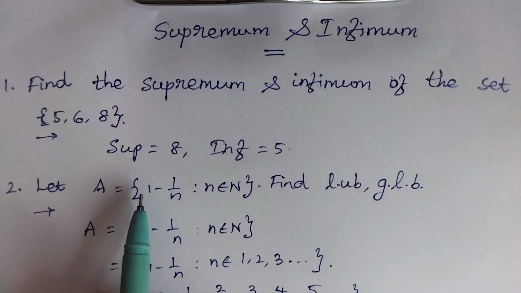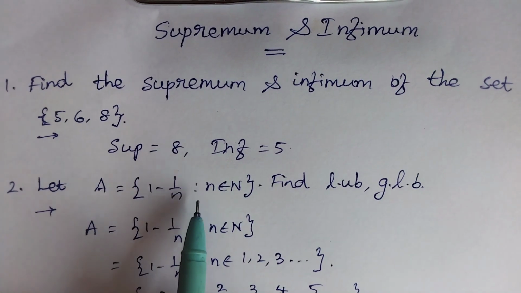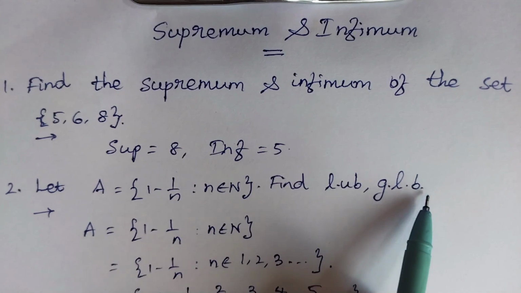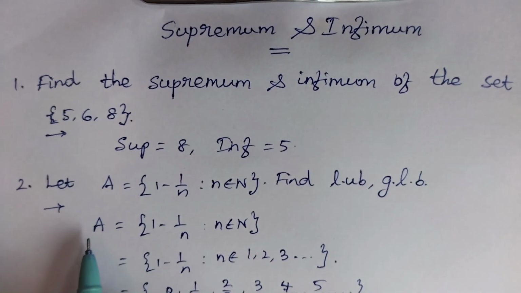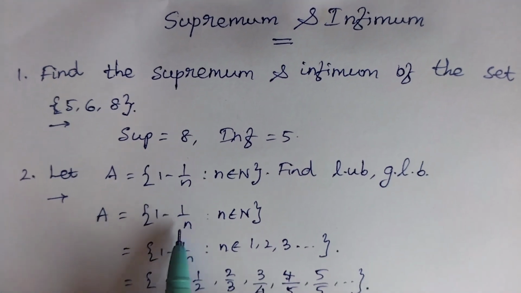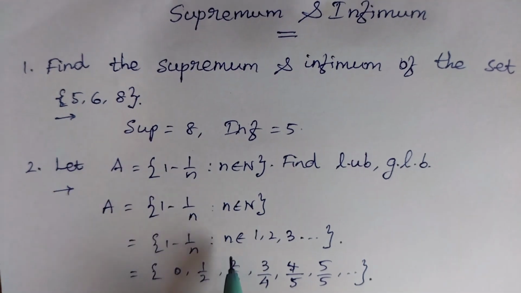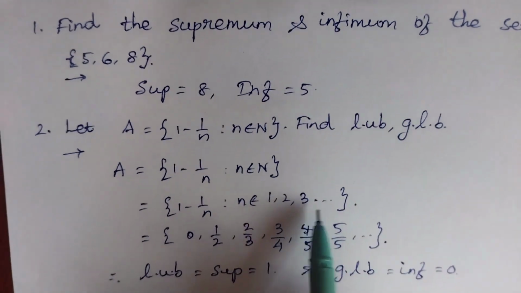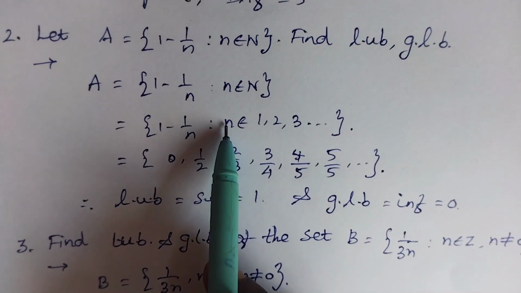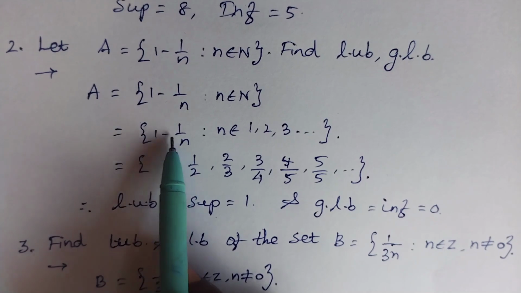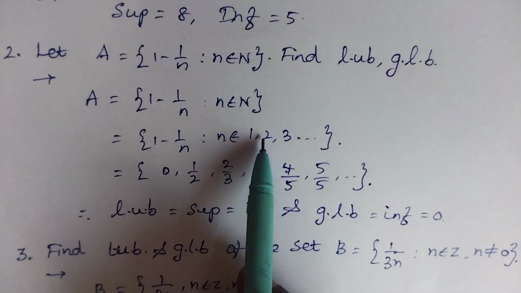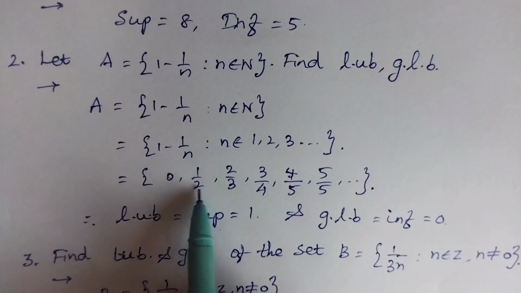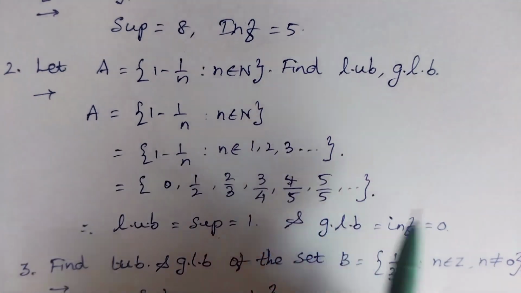Let A = {1 - 1/n such that n belongs to N}. Find the least upper bound and greatest lower bound. We know that N is the set of natural numbers, which starts from 1, 2, 3, and so on. If we substitute n = 1, 1 - 1 is 0. Next, substituting n = 2, 1 - 1/2 is 1/2, and so on.